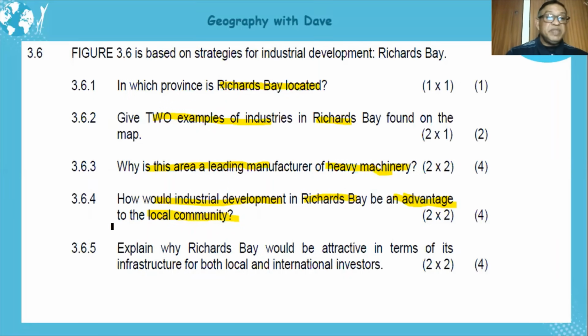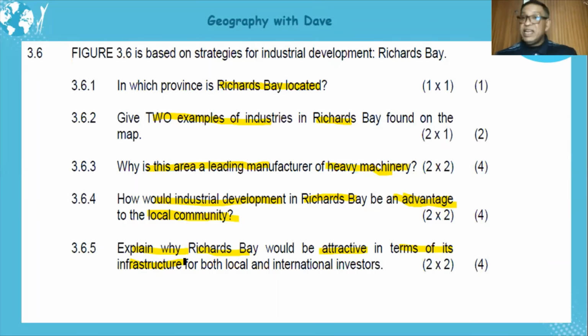Last question. Explain why Richards Bay would be attractive in terms of its infrastructure. Can you see? Question about reading this. Why would it be attractive? It's a specific reference to infrastructure, not just attractive generally. So you must know selective reading. As I highlight, you highlight. You understand? Because you may have a different style of highlighting.